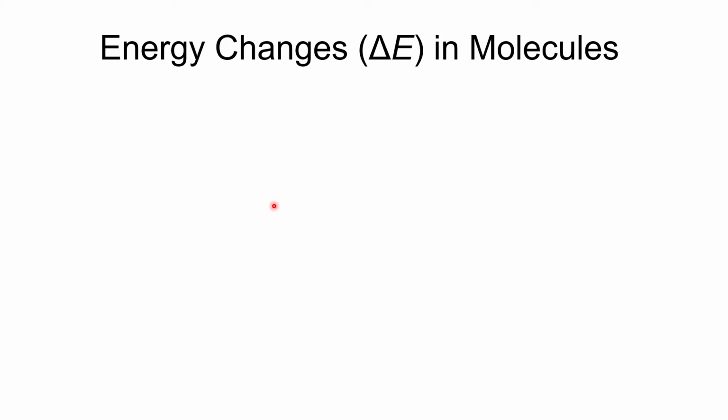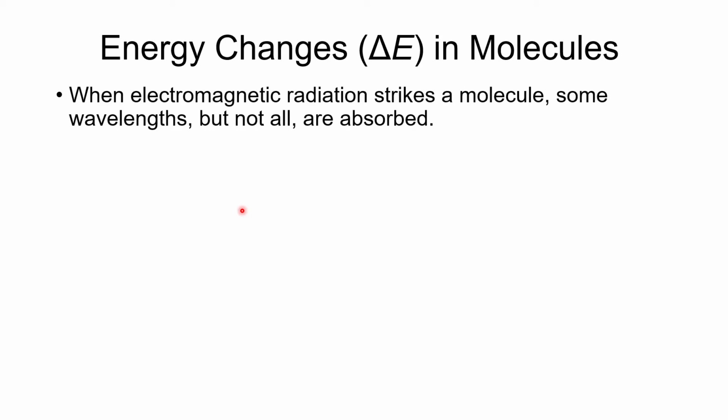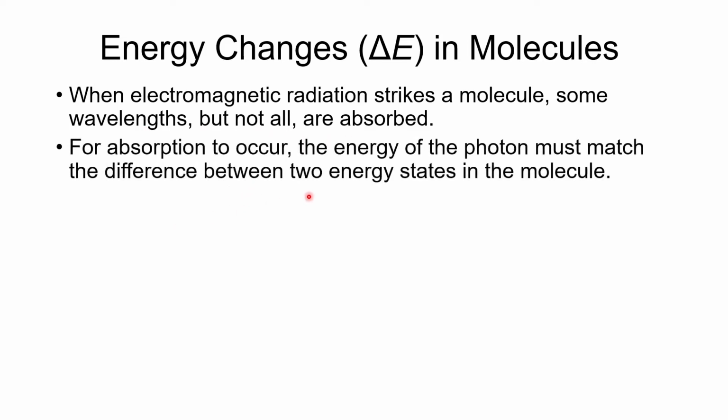All right, so we want to look at energy changes in molecules. What's happening when a photon is absorbed by a molecule? When any kind of electromagnetic radiation comes in the vicinity of a molecule, and I say here it strikes a molecule, but if it interacts with the molecule, we'll find that some wavelengths of light are going to be absorbed, but not all of the wavelengths are absorbed. In order for absorption to occur, the energy of the photon needs to match the difference in energy between two different energy states of the molecule.